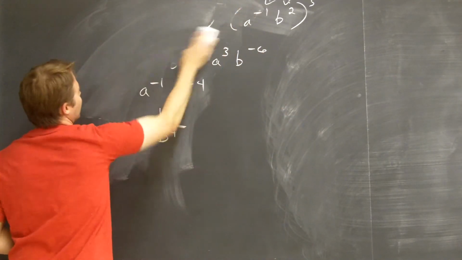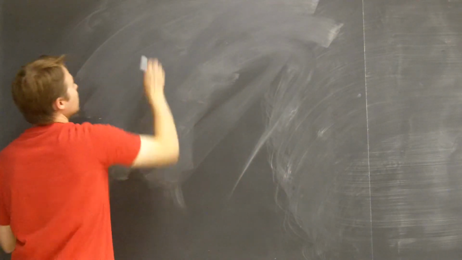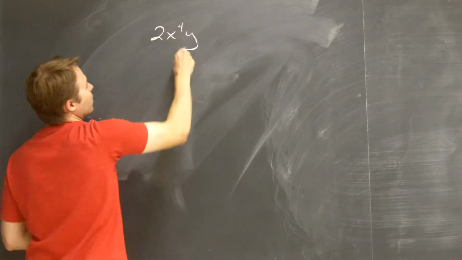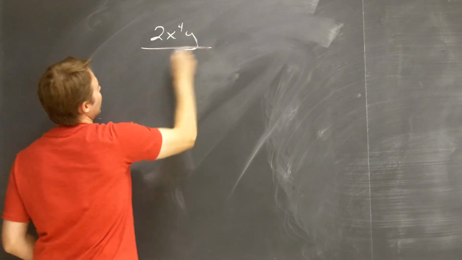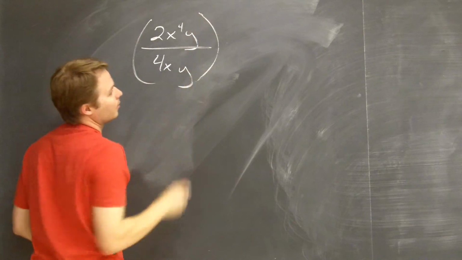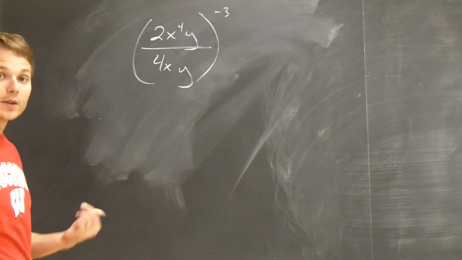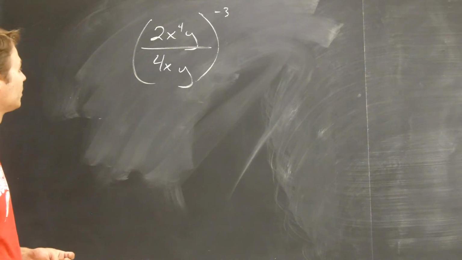Let's take the same idea and do this with some division. So something like this: 2x to the 4th y divided by 4xy, all that to the negative 3. Now in this case, there's a couple of ways to do this problem.